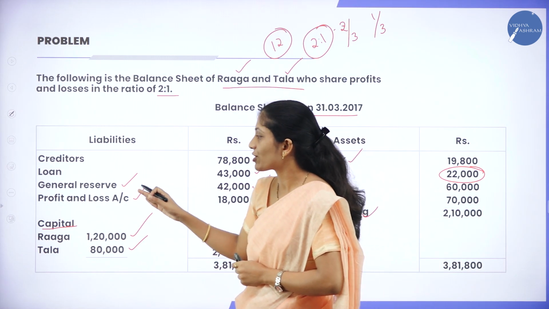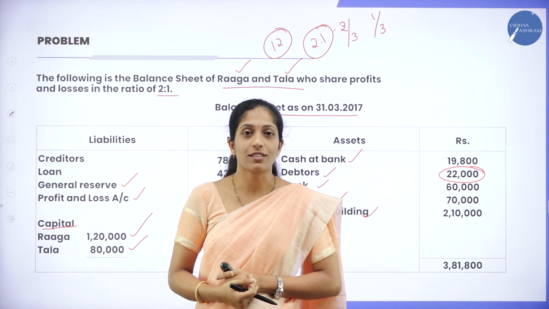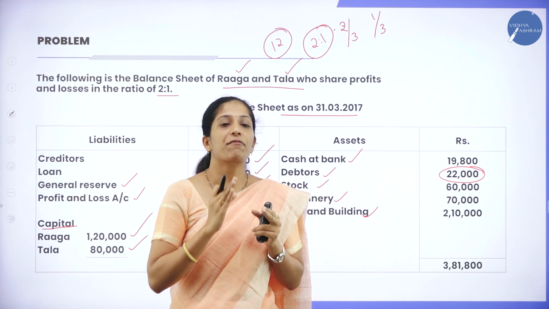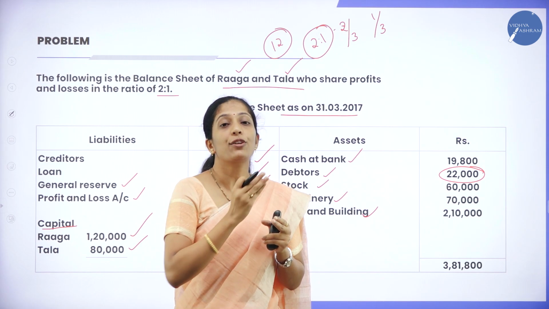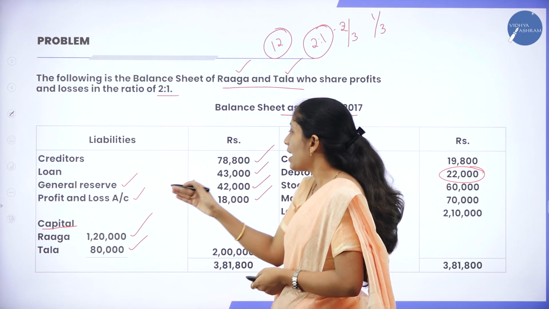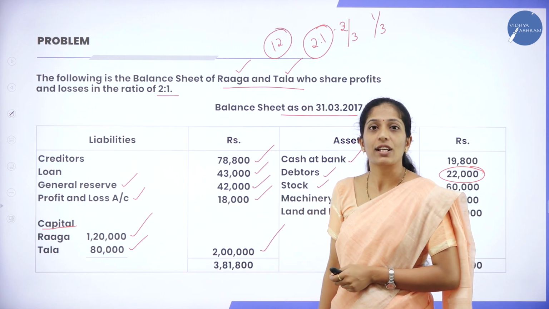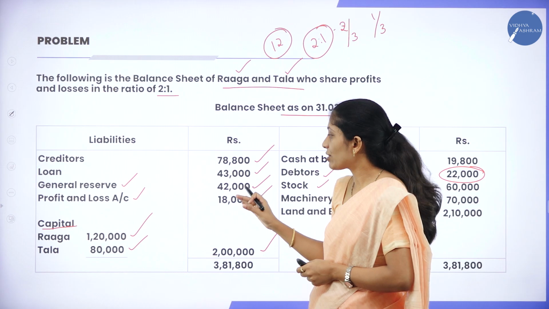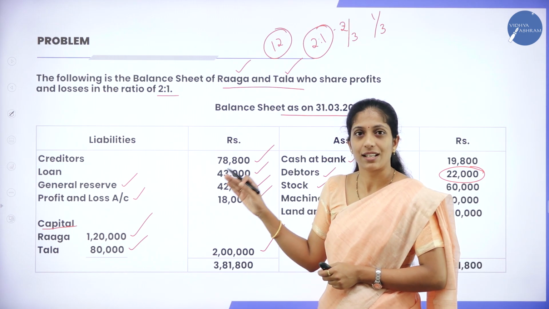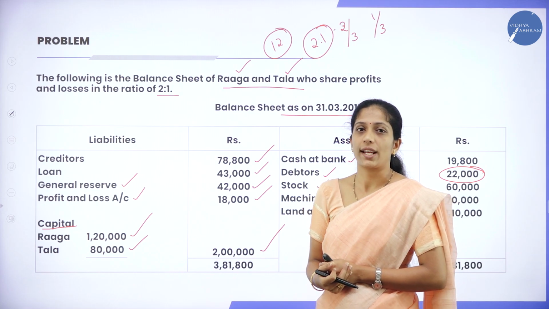So in this problem, on the liability side, we have general reserve and profit and loss account. Now we have to transfer these into the partners capital account and distribute that amount. Here the reserve amount is 42,000. In the same way, the profit and loss account amount is 18,000. So we have to distribute this 42,000, that is the reserve, to the old partners in the old profit sharing ratio.